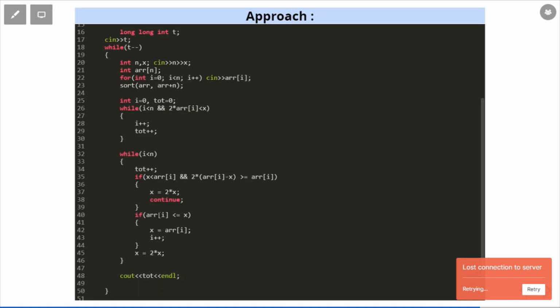So while the whole population of a particular country is not cured, I'll cure it by doubling the number of vaccines, based on the number of infected people that we have on the previous day. And if the population of the country becomes less than or equal to the number of vaccines, I'll simply make x equals array of i, so that we can double it for the next country, and I'll increment the index of the country. At last, I'll produce the result as total, because we are counting the number of days in the variable total.